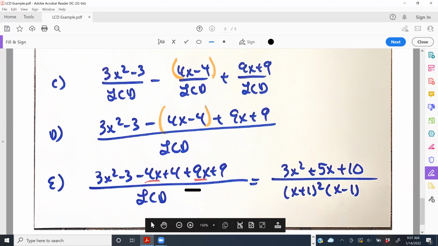Final step is to combine like terms. As a last step, make sure you put in the actual common denominator. Don't write LCD here. Your instructor won't like it, and more importantly, neither will WebAssign.